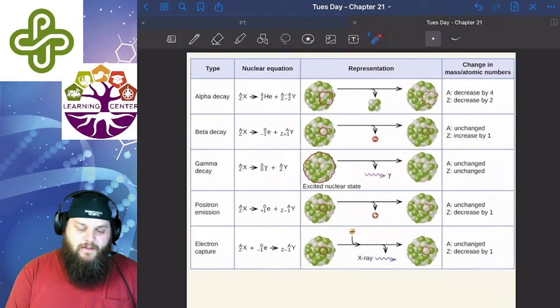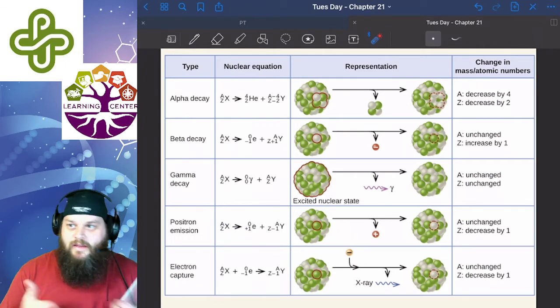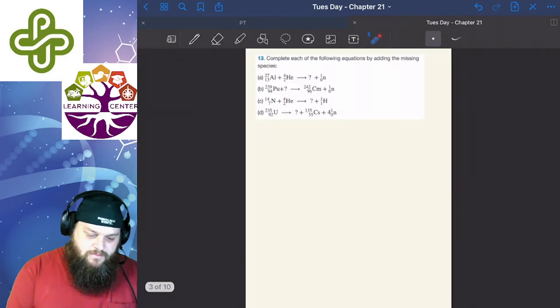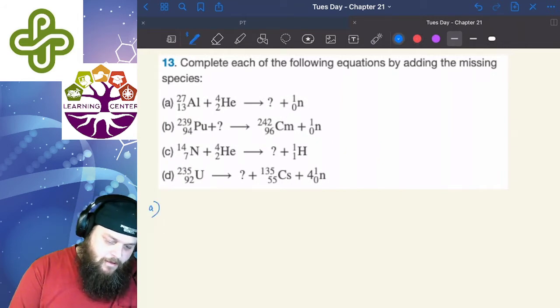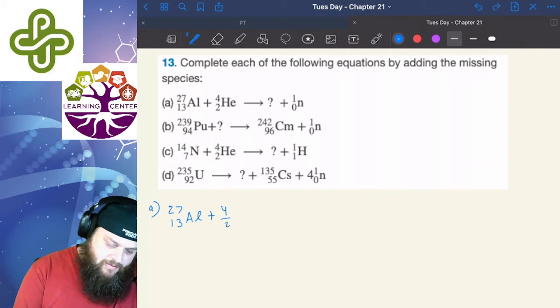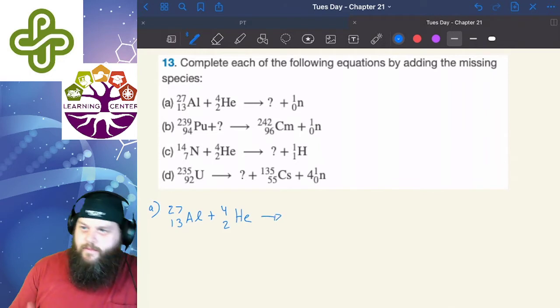So those are the different types of nuclear decay we're going to be dealing with a lot here. And we're going to go through a couple of problems where we're trying to balance the nuclear decay equation, such as this. So for number 13 here, I'm going to write it out: 27, 13, that's aluminum, plus 4, 2 of helium. I always write it as a fraction, I shouldn't do that. 4, 2 helium. So that's an alpha particle there, that helium atom.